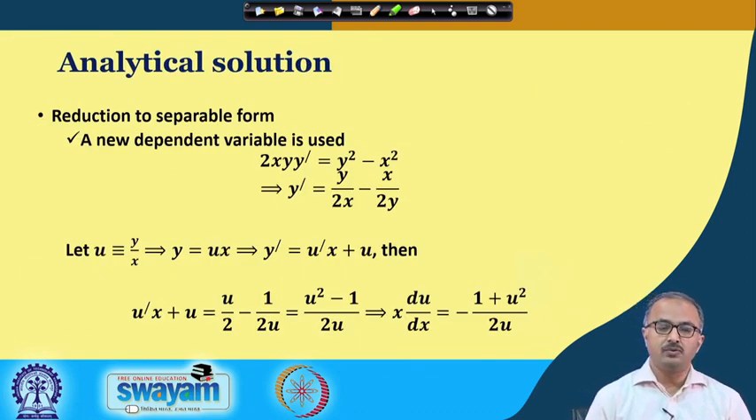Now, we go to another form of the differential equation which is not separable at first instant, but we can reduce it to a form by some kind of manipulation to get into a separable form. Okay? So, let us go with an example. We are given this particular equation: 2xy dy by dx equal to y square minus x square.